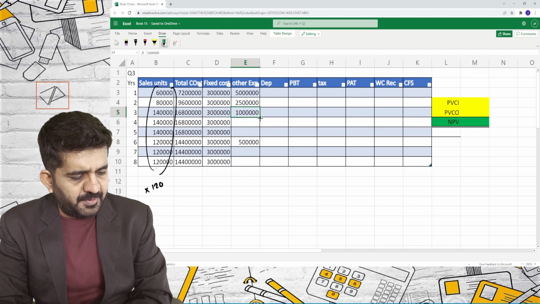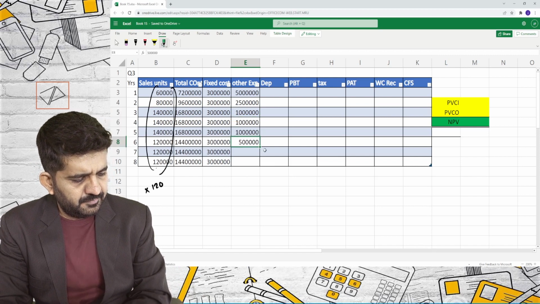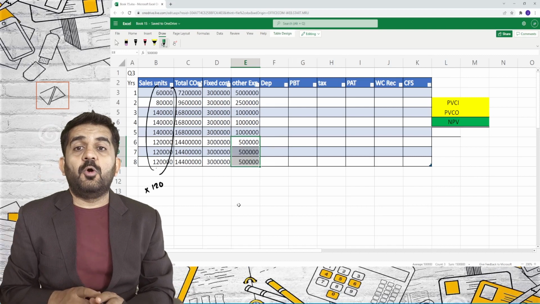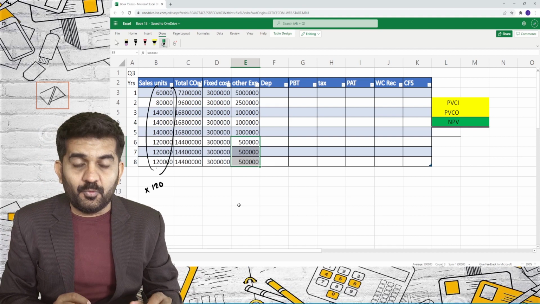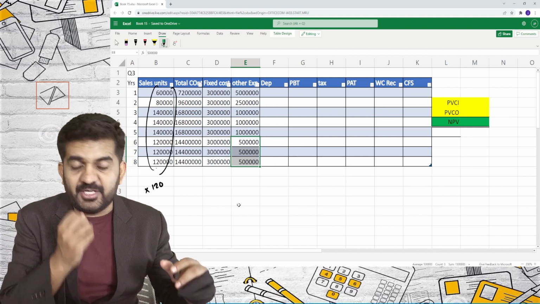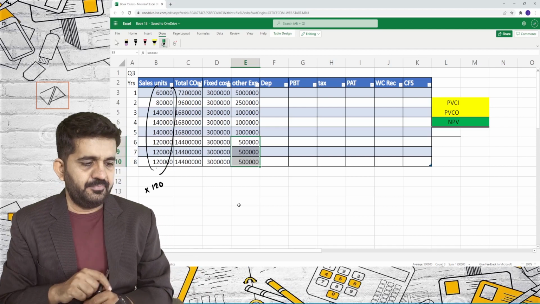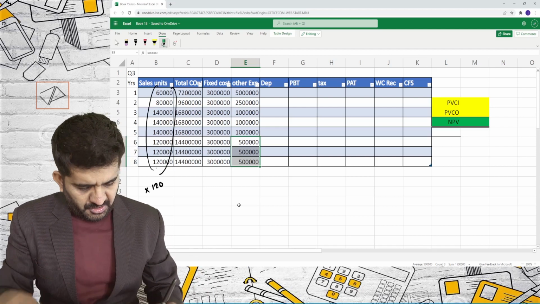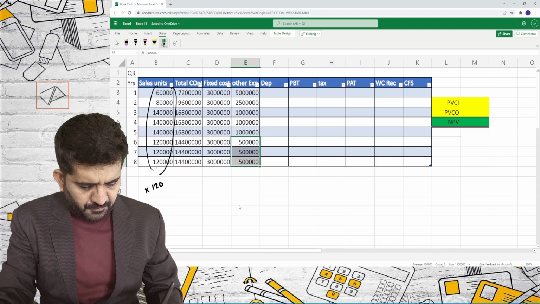So these are other expenditures given in the question. Assume how much time it will take for you to write down all this. So you will have to prepare 8 columns. In all 8 columns, you will have to write down these figures. Let us go to depreciation. We will have to calculate depreciation from the given question.